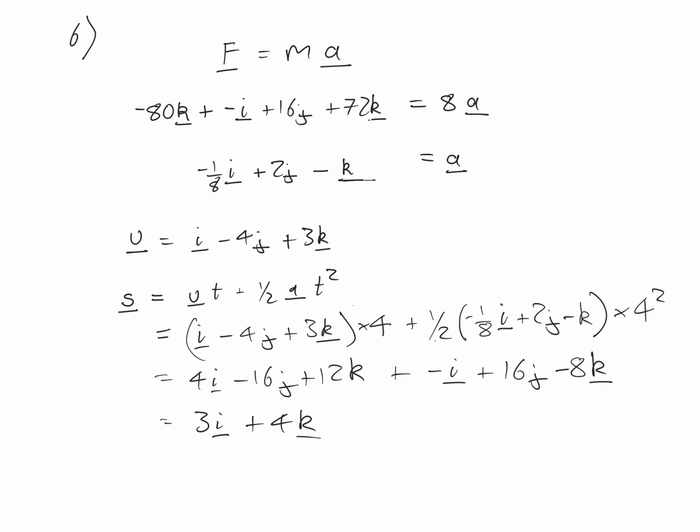Find the distance, so that's part 2. Part 3, distance OA, so the length of that is the square root of 3 squared plus 4 squared equals 5 meters.